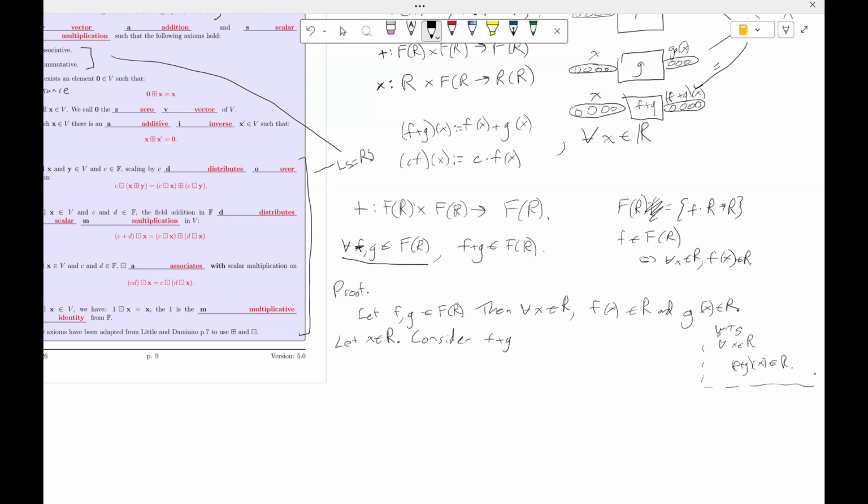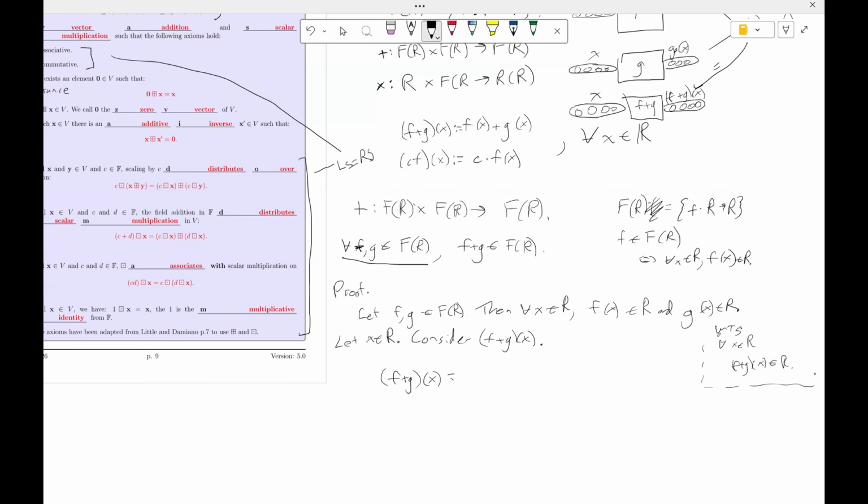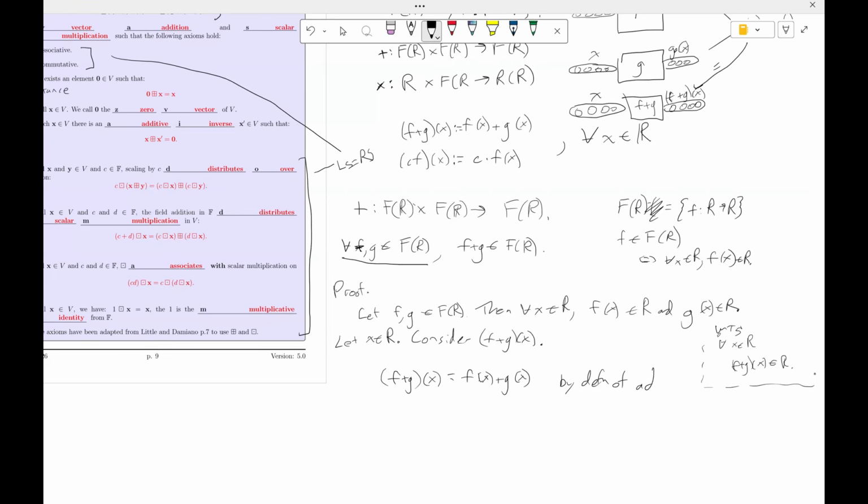(f plus g) of x. So this is f plus g applied to x. At this point, I don't know anything about the function. The only thing I have is the definition of addition. But the definition of addition allows me to get f of x plus g of x. And this is by definition of addition.